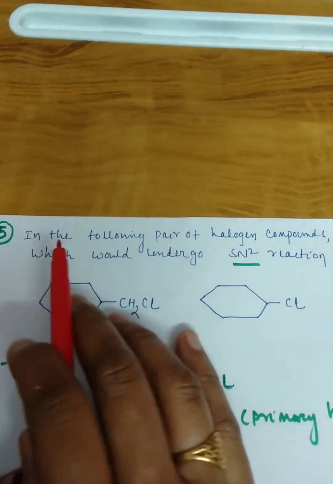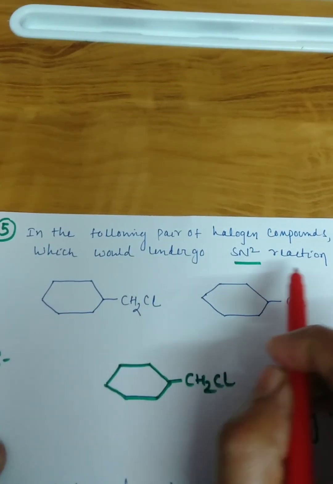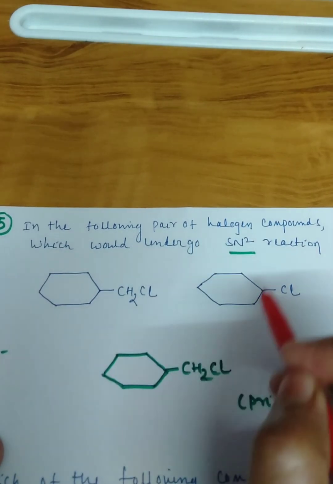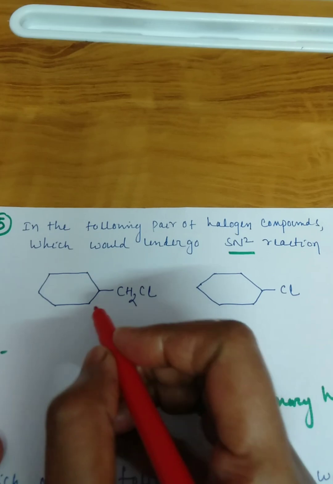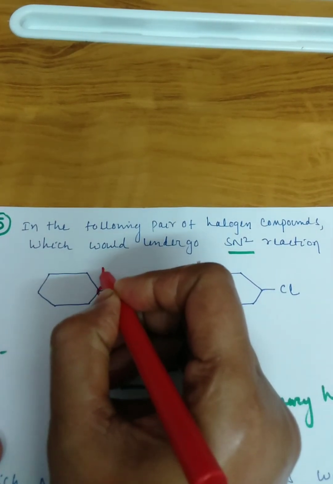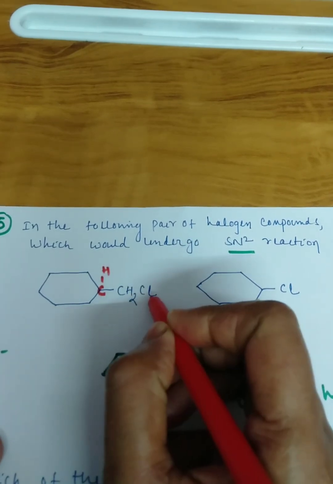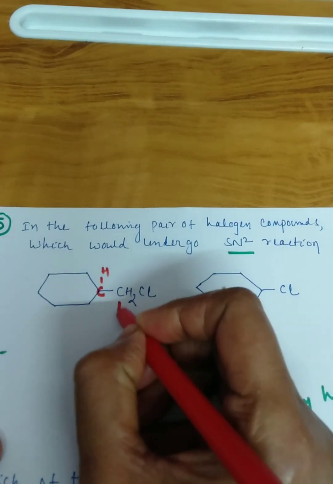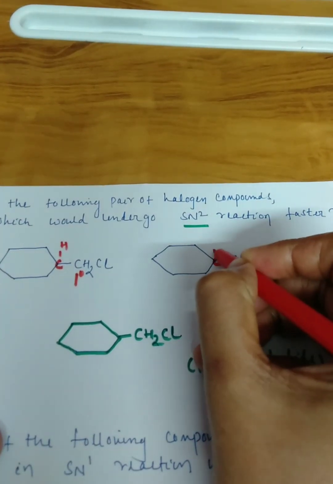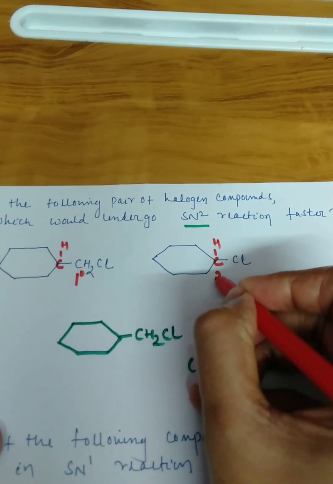Okay. The next question is, in the following pair of halogen compounds, which would undergo SN2 reaction? See here, this is a cyclohexane ring with CH2Cl. This is also a cyclohexane ring with Cl. Now if we put a carbon here and satisfy the valency, this becomes CH. So this is a secondary carbon, but the halogen attached to this is on a primary carbon, 1 degree carbon. But in this compound, if we put C here and satisfy with hydrogen, the chlorine is attached to a secondary carbon atom.